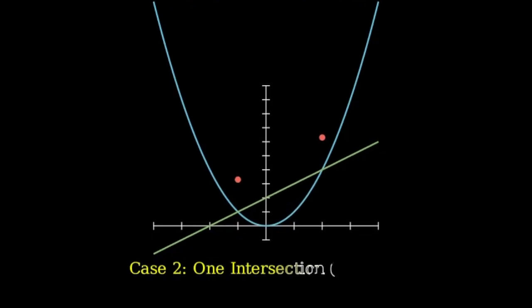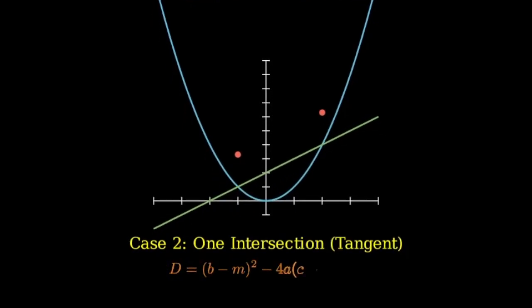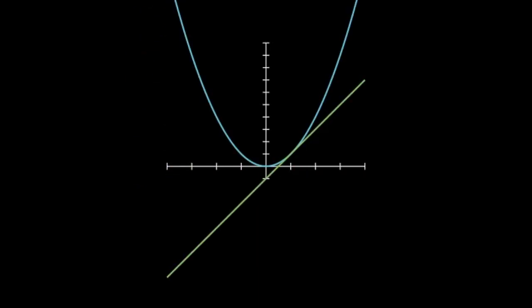Case 2, 1 point of intersection, also called a tangent. This occurs when the discriminant is exactly 0, d equals 0. Algebraically, the quadratic equation has exactly one real root, a repeated root. This root is the x-coordinate of the single point where the line touches the parabola. Graphically, the line just touches the parabola at one point without crossing it. The line is tangent to the parabola.